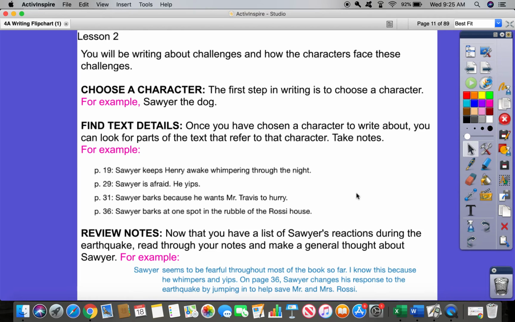So now that we have a list of Sawyer's reactions during the earthquake, read through your notes and make a general thought about Sawyer. So for example, Sawyer seems to be fearful throughout most of the book so far. I know this because he whimpers and yips. On page 36, Sawyer changes his response to the earthquake by jumping in to help save Mr. and Mrs. Rossi.